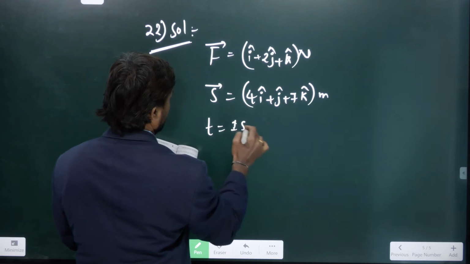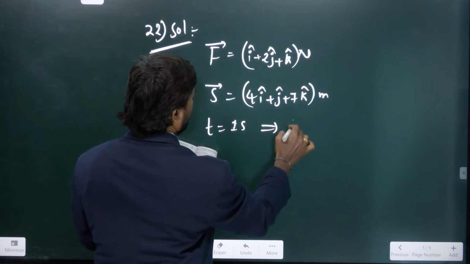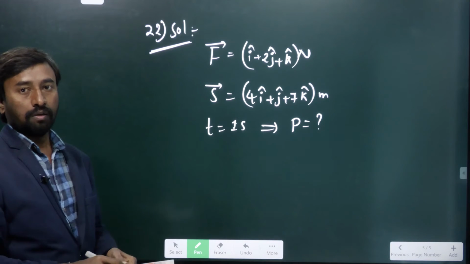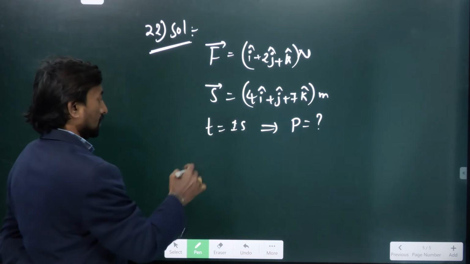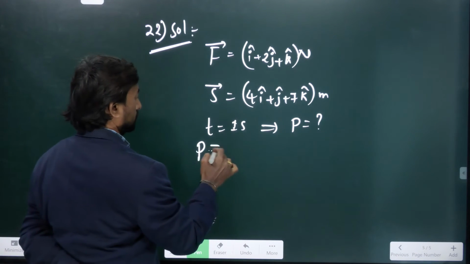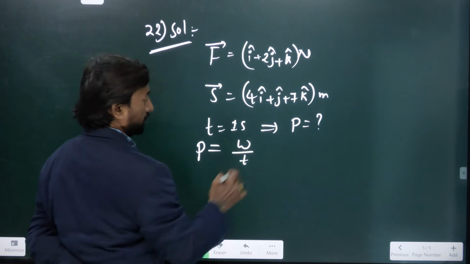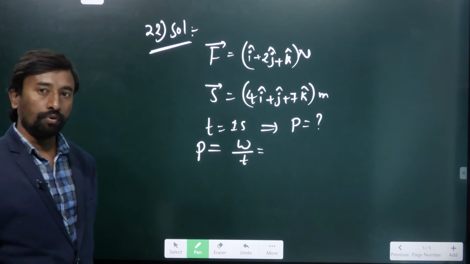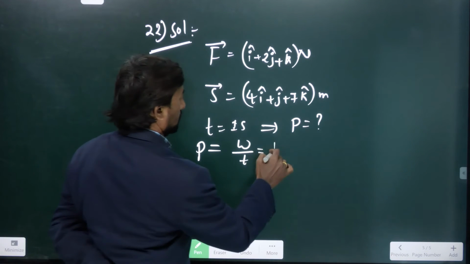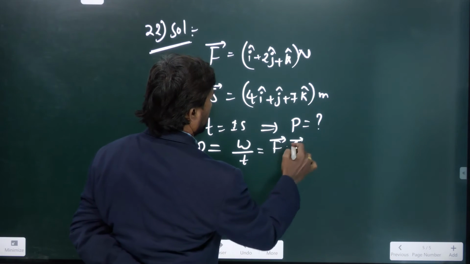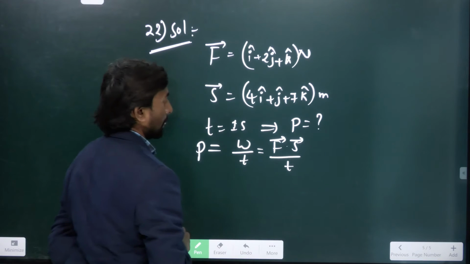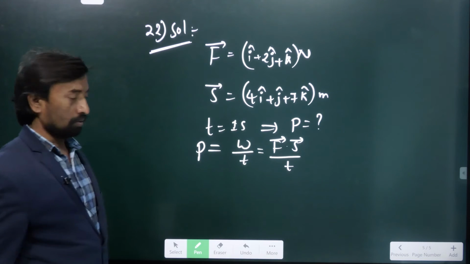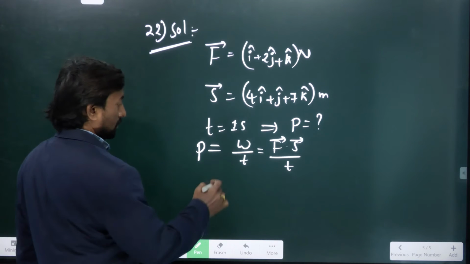Time is given as 1 second. Then what is the power? What is the power formula? Power is nothing but the rate of doing work, and work is nothing but force into displacement. So we can write F bar dot S bar divided by T. F bar is there, S bar is there, and time is 1 second, so we can find the power.